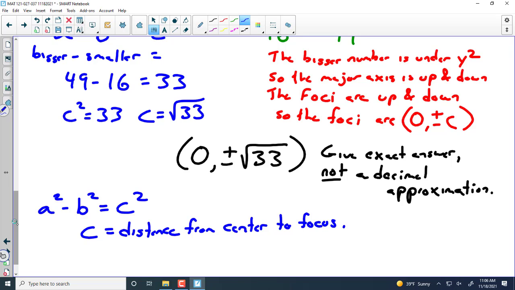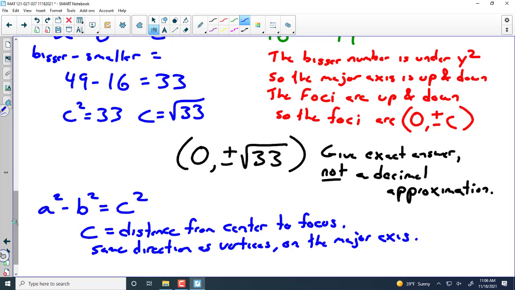C squared is found by doing a squared minus b squared, the bigger minus the smaller. Then you take the square root of that number, and that tells you the distance from the center to a focus. And the foci are in the same direction as the vertices, on the major axis every time.